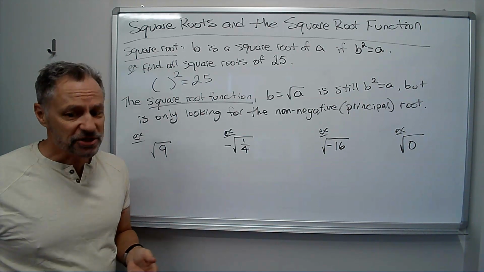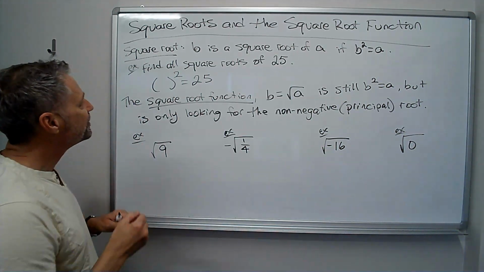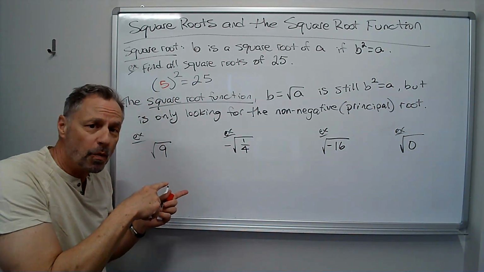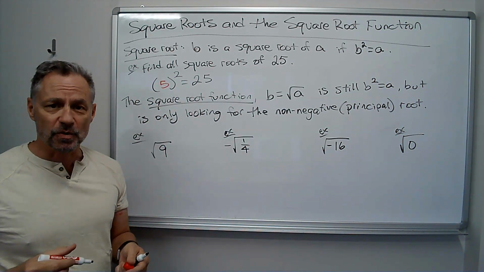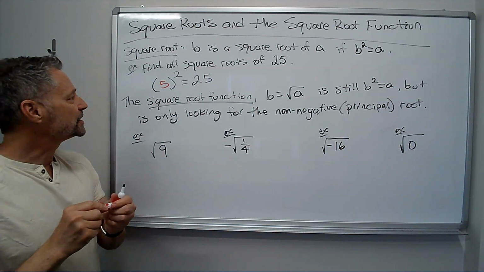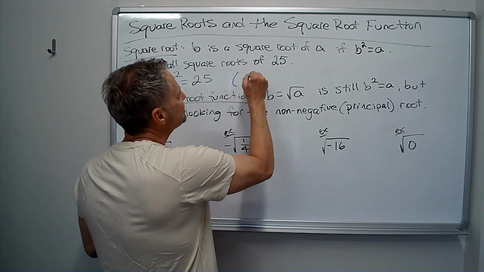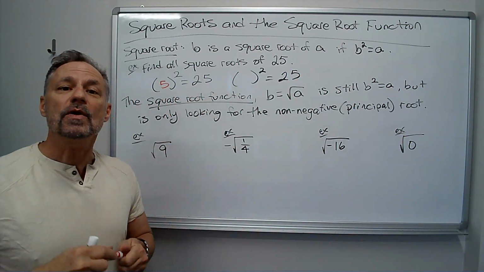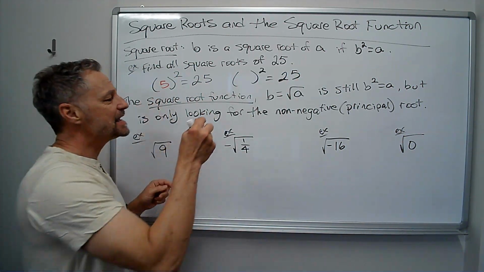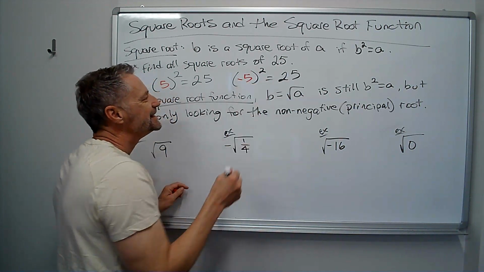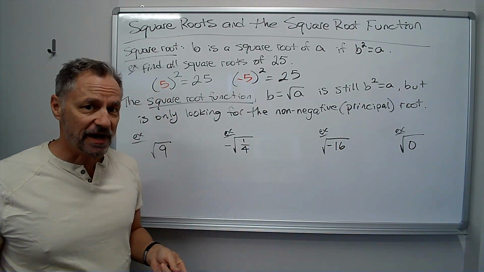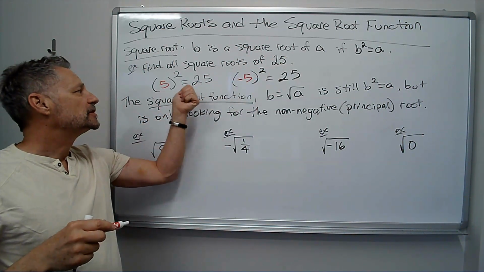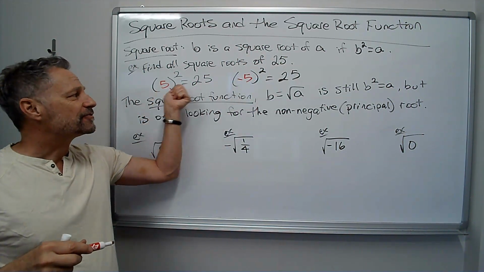And notice there's numbers that do that. For instance, 5 squared is 25. That works, so 5 is a square root of 25. But there's also another one. Is there anything else I can square to get 25? Oh yeah, the opposite of this, negative 5. Negative 5 squared is also 25. So if they're just saying the square root of 25, I get either 5 or negative 5.